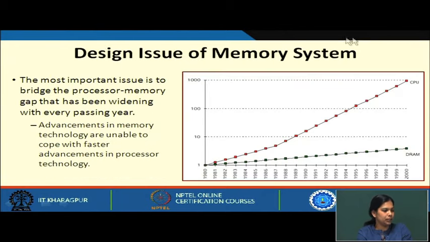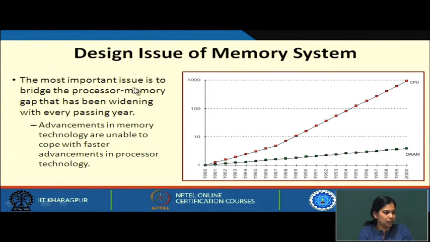Now, this graph I have already shown you earlier while talking about evolution of computer system, but now let us see the design issue of memory system. This red line shows the growth of processor in course of time, and this green line shows the growth of memory technologies. Although you can see both are growing, processor design is growing at a much higher pace, and memory advancement is coming at a lower rate, but both are advancing. Technology is advancing in both processor design as well as memory, but this speed gap is steadily increasing.